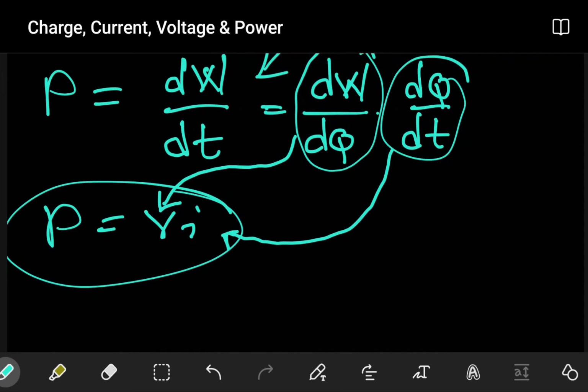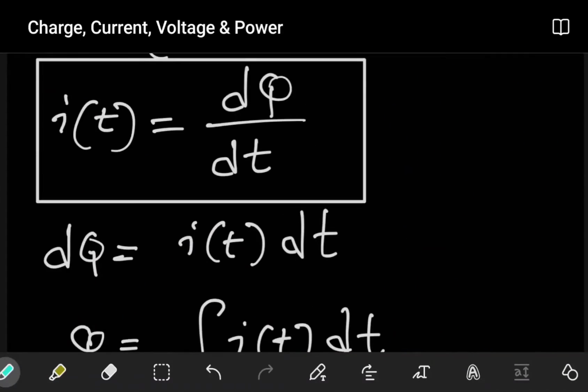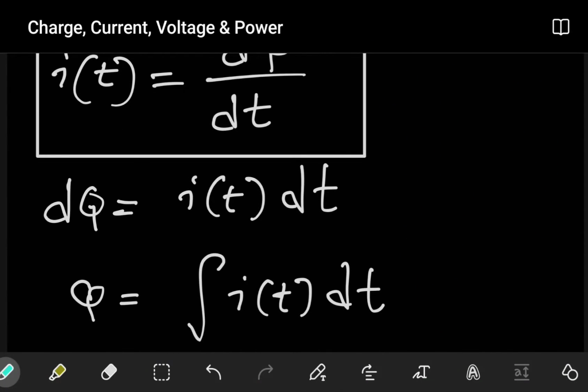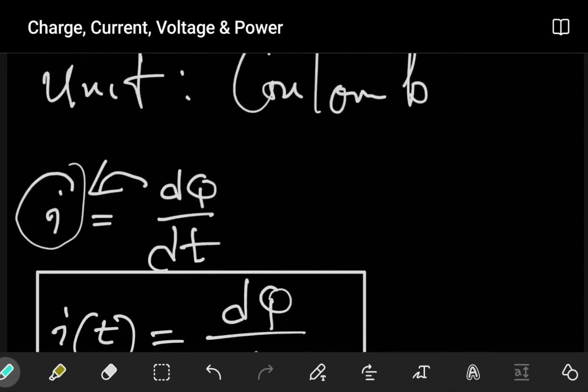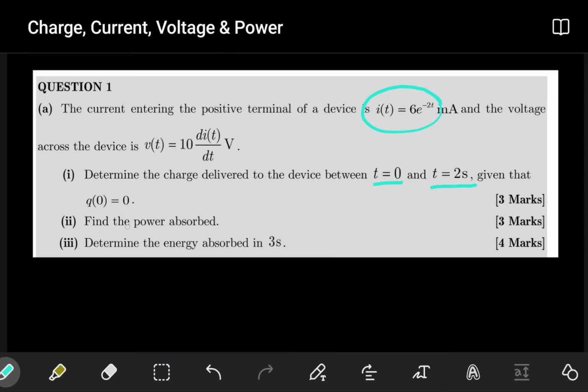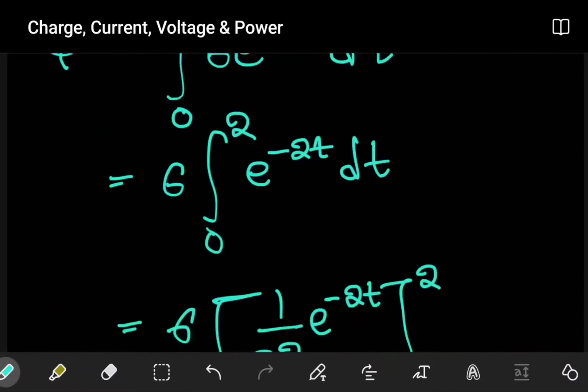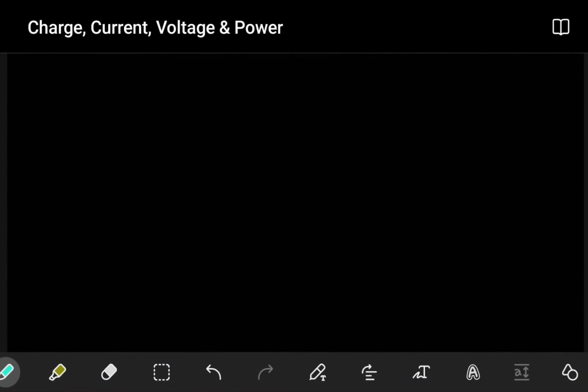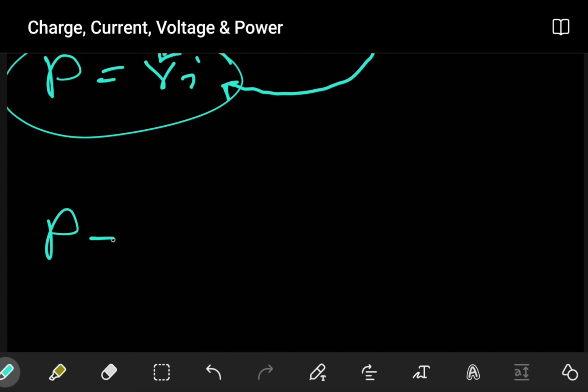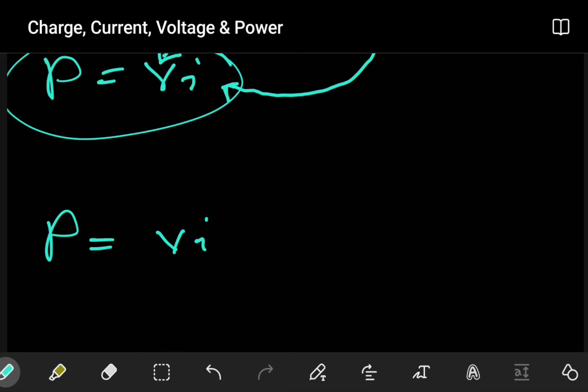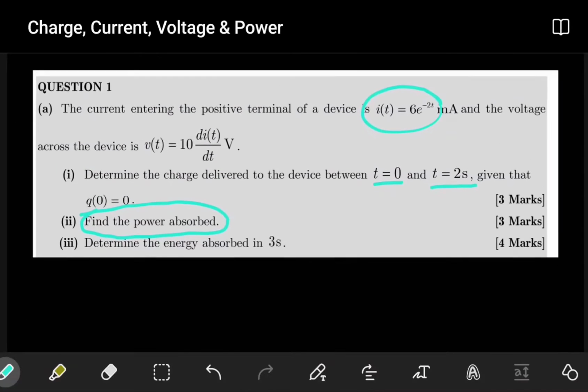So with this in mind, look at the second part of the question. Of course, the unit for power is just the watt. The unit for voltage is just the volt. So look at the second question in this case. Now they're telling us to find the power absorbed. So how do you find the power that was being absorbed during that time? Well, we have just seen that power is equal to voltage times current. We know what the voltage is. The question does give us the expression for voltage, and if we look at the question, the expression for voltage is here.